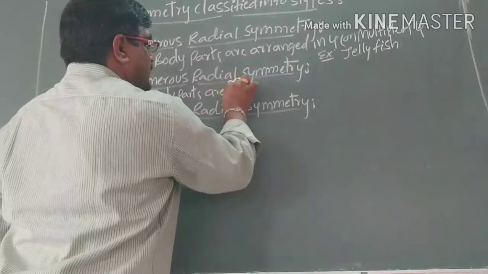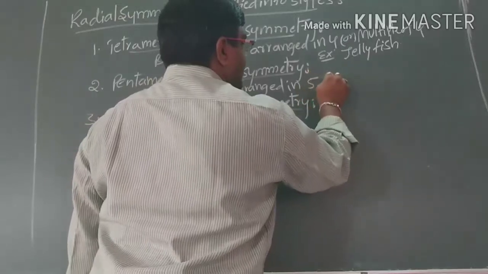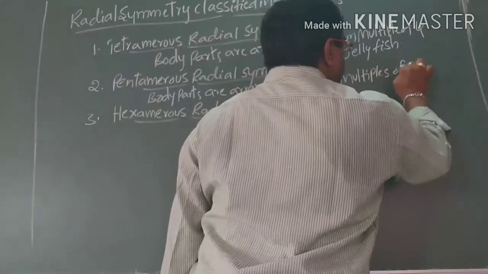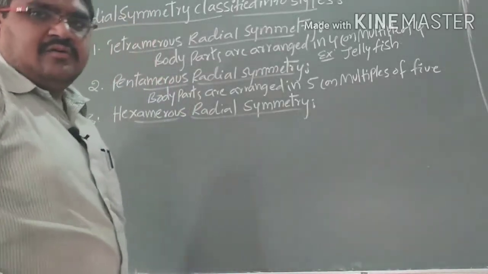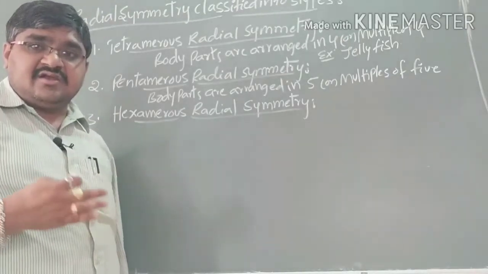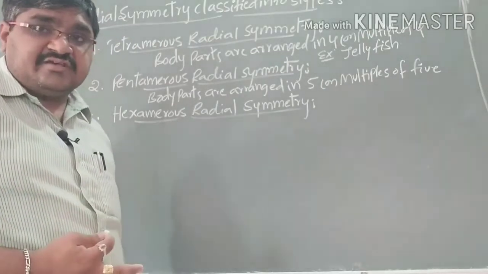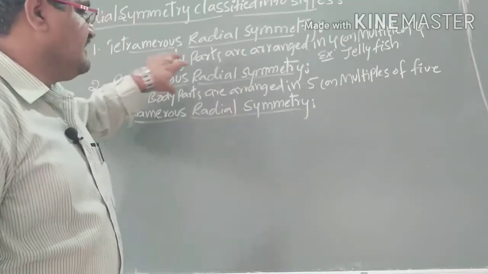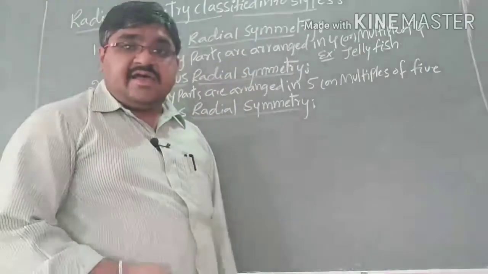And here, pentamerous: the body parts are arranged in five or multiples of five, then it is called pentamerous. Penta means five, meres means parts. So here when you cut the organism in any vertical plane along the central axis, five identical halves are produced. Then such type of symmetry we can call pentamerous radial symmetry. This we can see in Echinodermata.